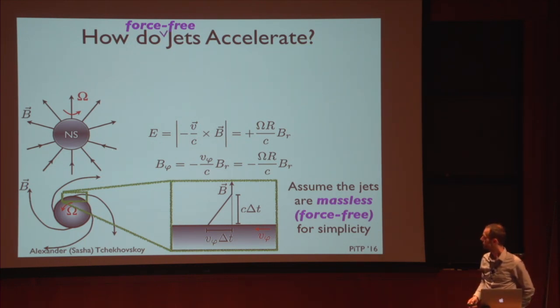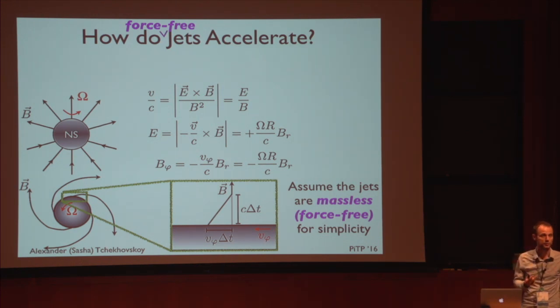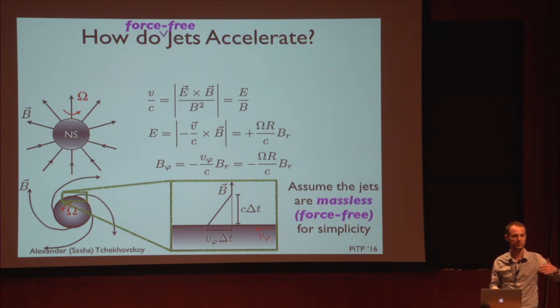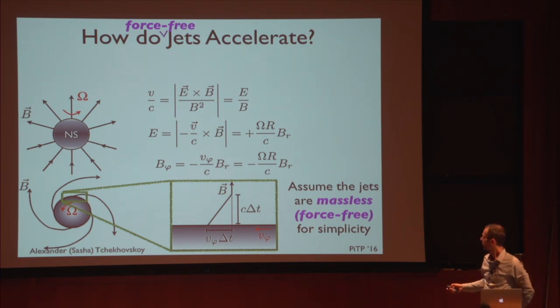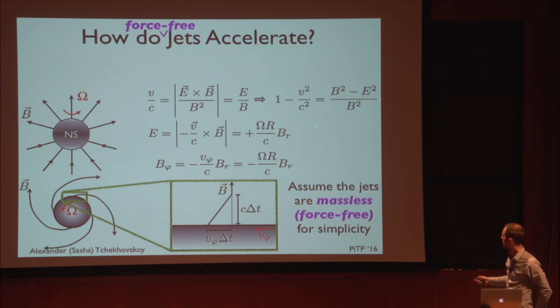Why do I care about this? I want to figure out how fast the jets move. What do I need to have for that? I need to know what the product of E cross B is, divided by B squared. That tells me what the velocity of the field is in terms of speed of light. And that is nothing but the ratio of E over B. So I know E, I know B, I now can compute the ratio. And it's convenient to recast V over C in this form, as you will see in just a moment. I'm doing really basic algebra here.